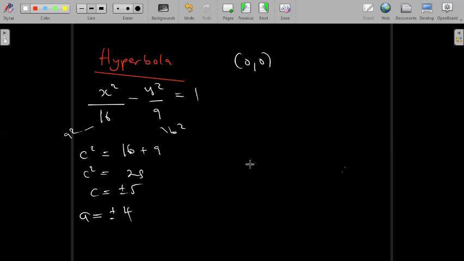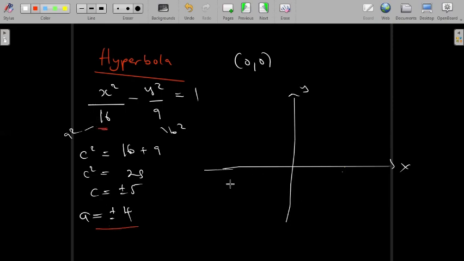And to sketch this one, remember it's centered at 0, 0, which is there. So I have my y and my x here. Then my vertex, since this one is sitting in the x, as I found, it's this one here. I'll have negative 4 here, and the other one is going to be 4. So these are my vertices.